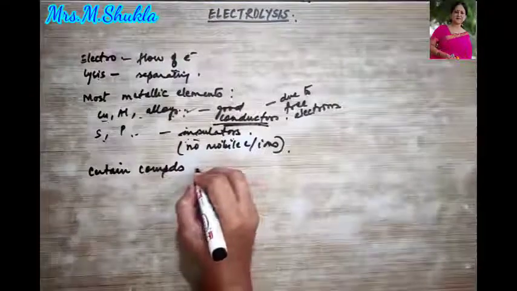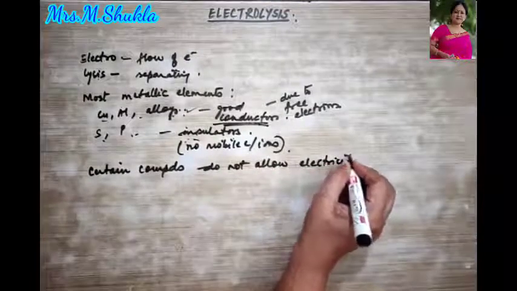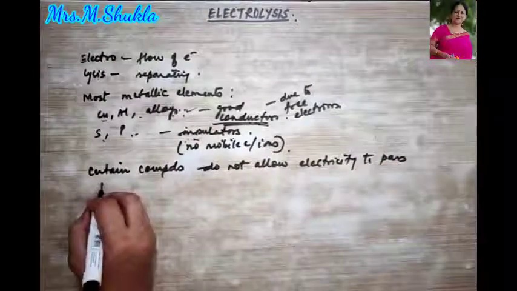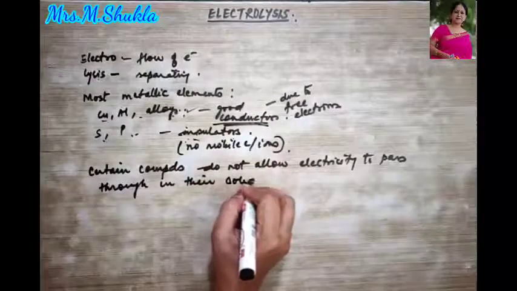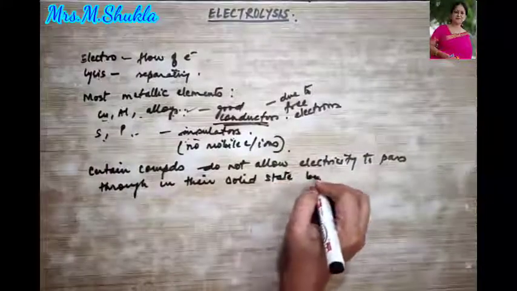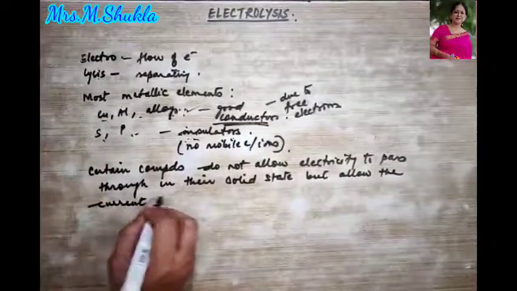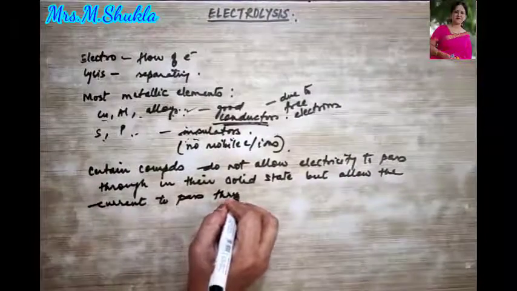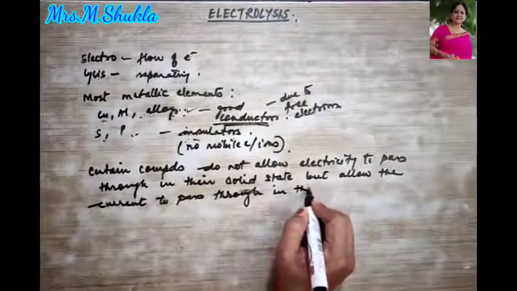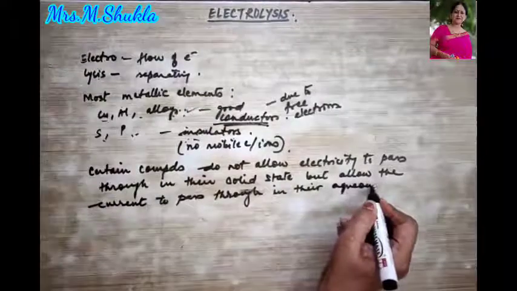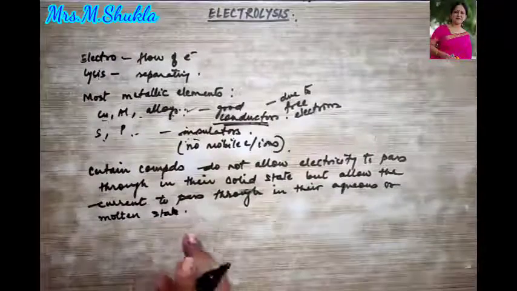Certain compounds do not allow electricity to pass through in their solid state, but allow the current to pass through in their aqueous or molten state. Are you getting my point?